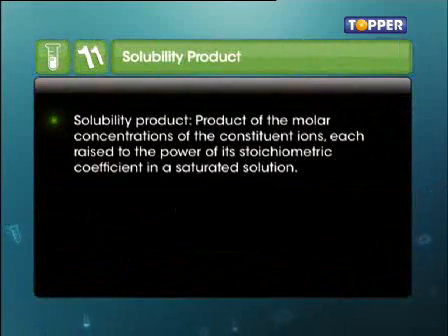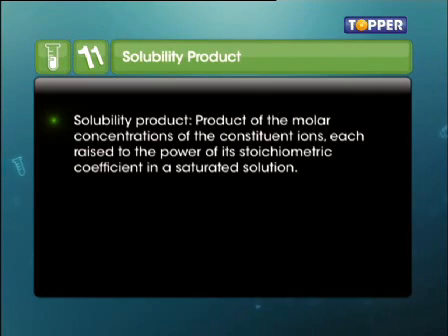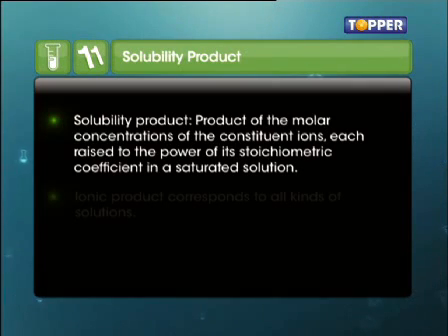Now, how can we determine the possibility of formation of a precipitate by comparing the ionic product and solubility product values? Keep thinking. It's actually quite simple. I hope you remember. Solubility product is defined as the product of the molar concentrations of the constituent ions, each raised to the power of its stoichiometric coefficient in a saturated solution.